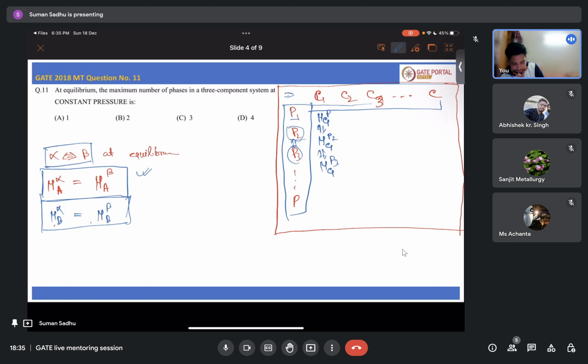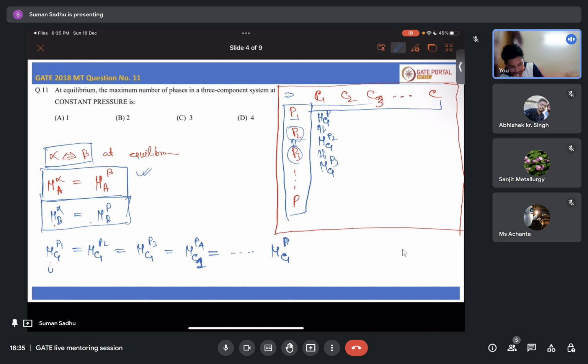So that means I am writing it here, it will look very bad there. So mu of component 1 in phase 1 is equal to mu of component 1 in phase 2 is equal to mu of component 1 in phase 3 is equal to mu of component 1 in phase 4 is equal to dot dot dot mu of component 1 in phase P.